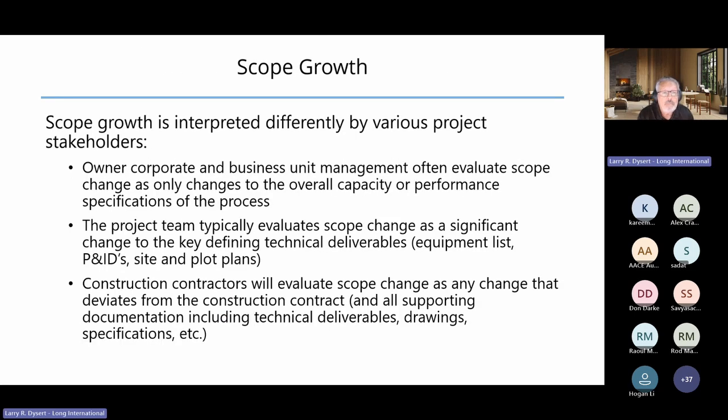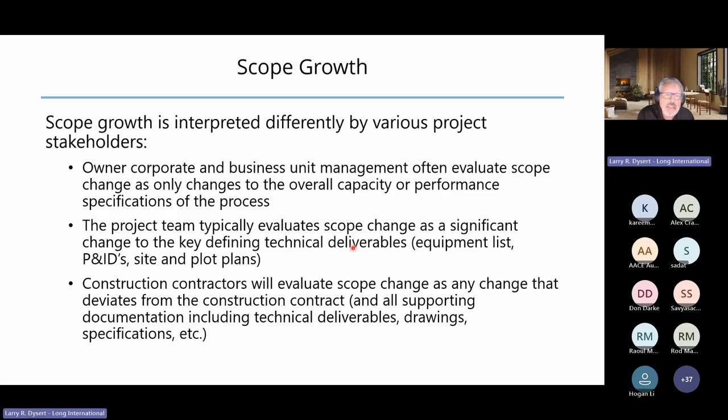We need to be careful because scope growth or scope change can be interpreted differently by various project stakeholders. Our owner business units and corporate management often evaluate scope change only as changes to the overall capacity or performance specifications, whereas our project team is typically looking at scope change as being any significant change to those key defining technical deliverables completed for that particular stage.